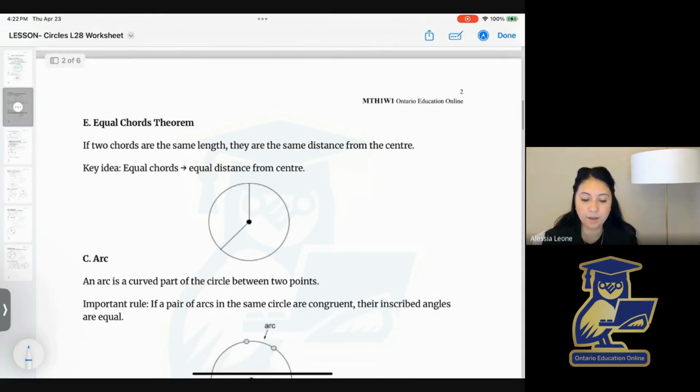Now we have some theorems, some notes, just different things about circles. There's something called the equal chords theorem. If 2 chords, so if there's 2 lines from the center to the edge that are the same length and they are the same distance from the center, so these will be the same. So if one is 4 centimeters, the other one will be 4 centimeters.